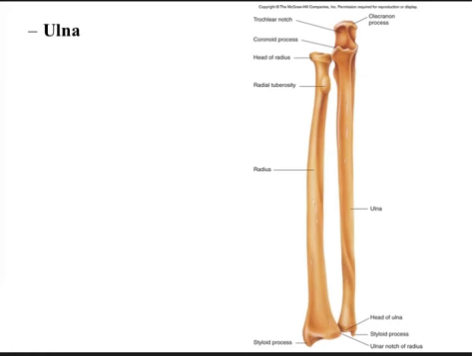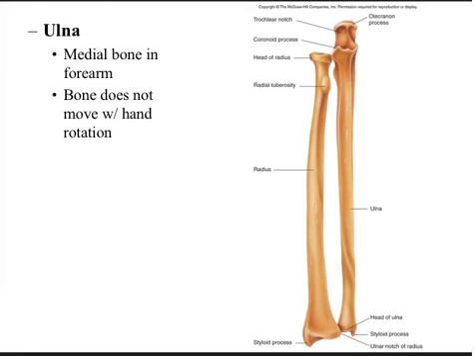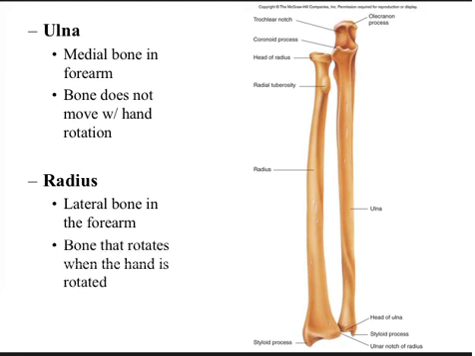The ulna is the bone that's on the little finger side of the forearm in anatomical position. It does not move when the hand rotates, while the radius is the lateral bone in the forearm that crosses over the ulna when you pronate, when you change the position of your hand from palm facing forward to the dorsum, the back of the hand facing forward. You can see here a few important features.